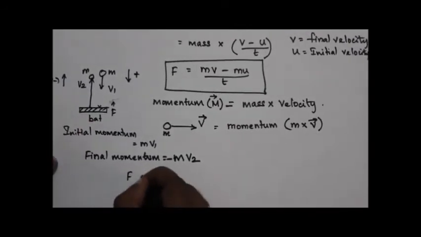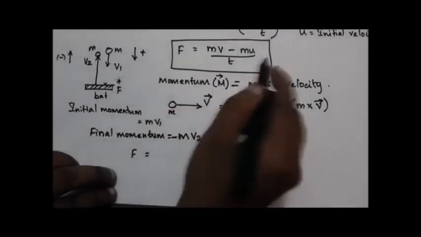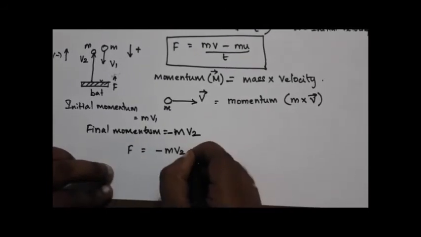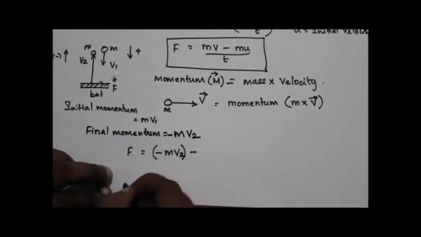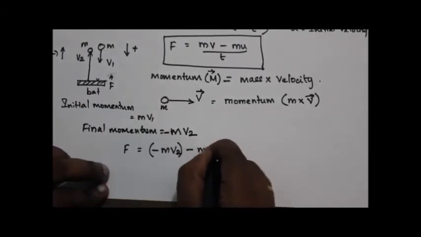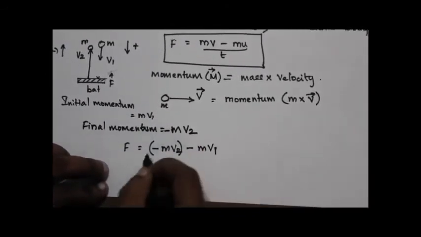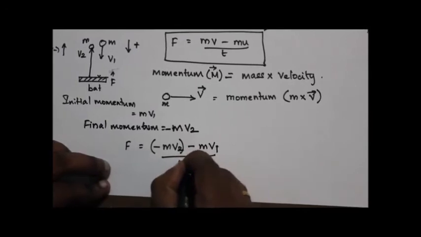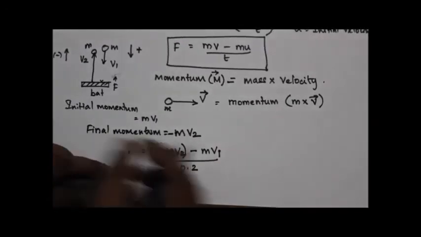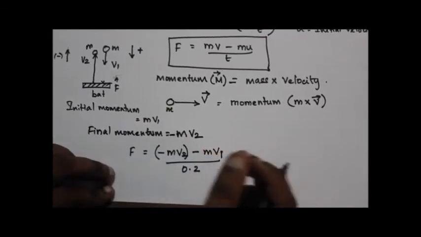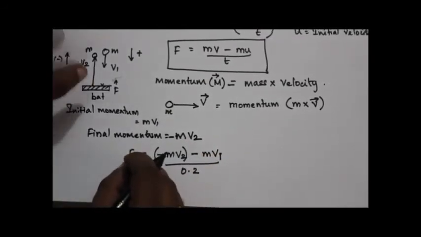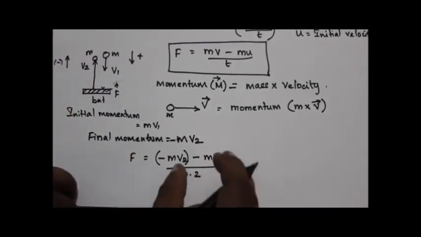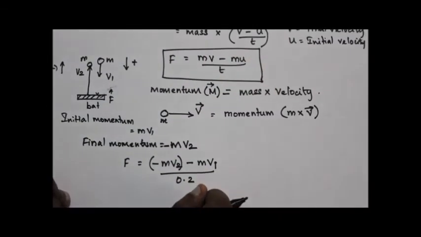So if I am writing this in this form, then the force given by the bat can be calculated knowing the change in momentum, that is minus mv2, minus, because this is the final momentum, minus mv1, which is the initial momentum, divided by, let us assume the bat has struck the ball in 0.2 seconds. So knowing these values, I can estimate the force that has acted on the ball due to this bat. So this is the significance of Newton's second law of motion.